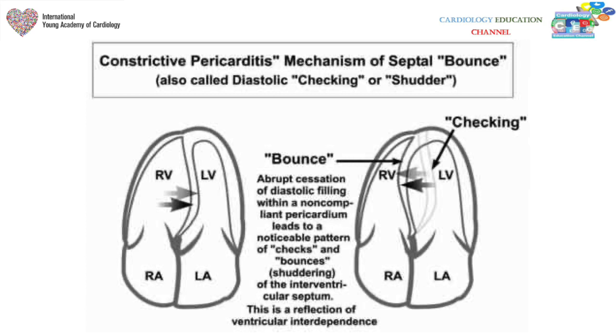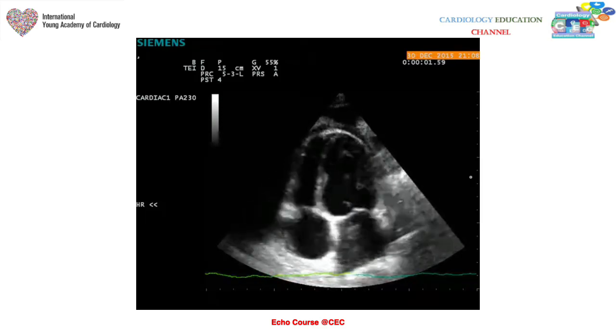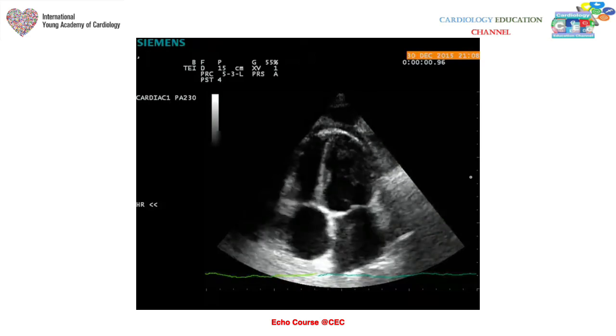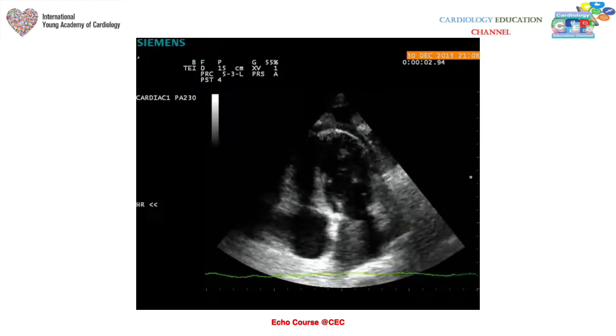The hallmark for the diagnosis of constrictive pericarditis is the presence of a septal bounce, or checking, or shudder. What happens to cause this septal bounce? It's an abrupt cessation in the diastolic filling within the non-compliant pericardium, causing a noticeable pattern of checks or bounces of the interventricular septum, and this is a reflection of ventricular interdependence. As you can see from this movie here, there is a shudder of the septum from the right ventricle toward the left ventricle with inspiration. So this is the true definition of septal bounce.